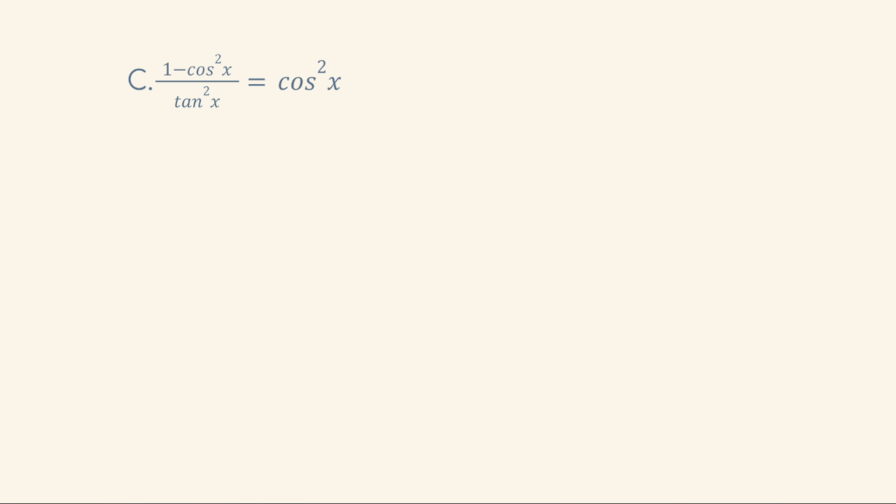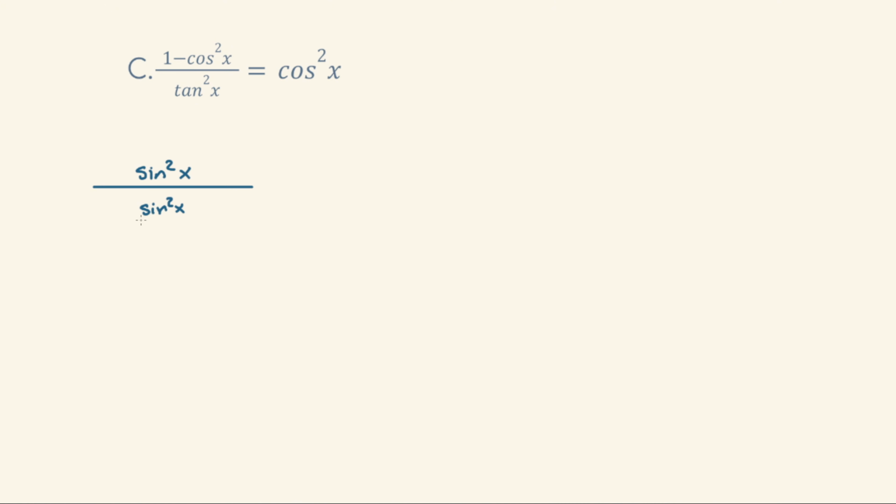Next over here, question C. All right, let's take a look at this left side. In the numerator, we've got 1 minus cos squared x. This is very similar to question A, right? And by now you should know that 1 minus cos squared x is just sine squared x. And in the denominator, we've got tan squared x. I can rewrite that as sine squared x over cos squared x, right?